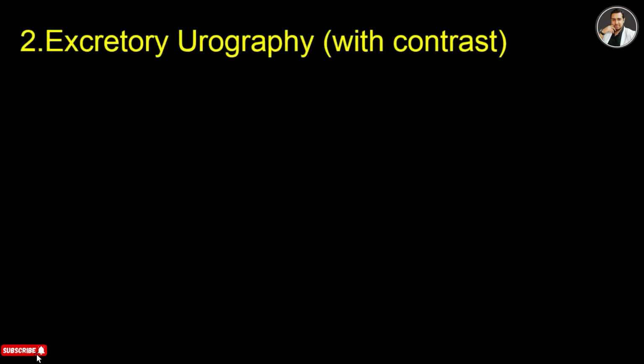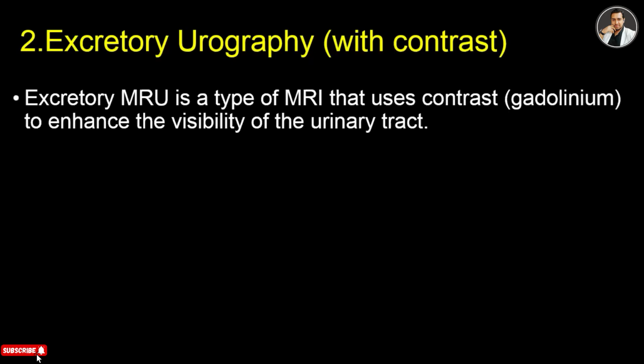So next, move to excretory urography. Excretory MR urography is a type of MRI that uses contrast or gadolinium to enhance the visibility of the urinary tract. To see the excretion of the ureter or kidney, you have to use gadolinium, but you must check the renal function or GFR of the patient before pushing gadolinium.